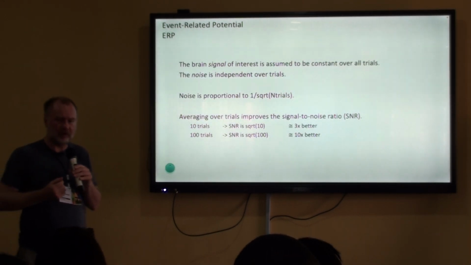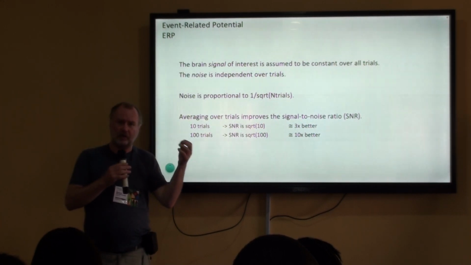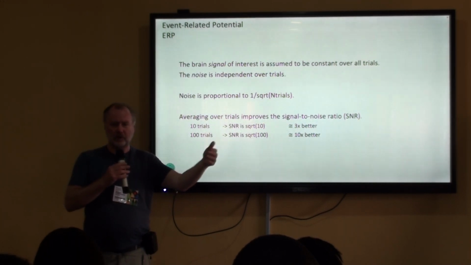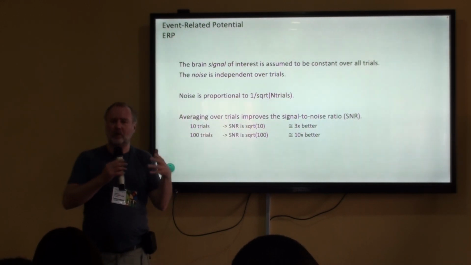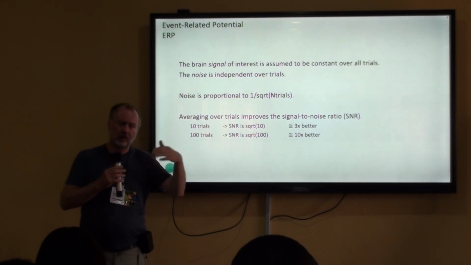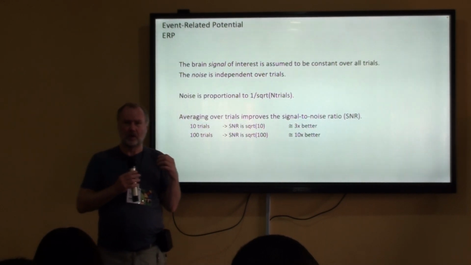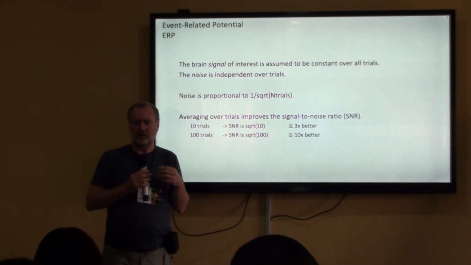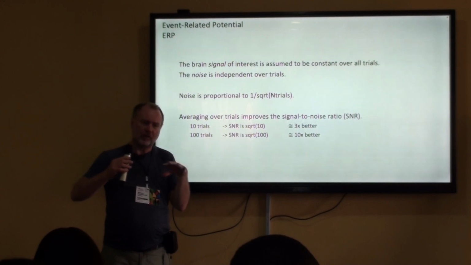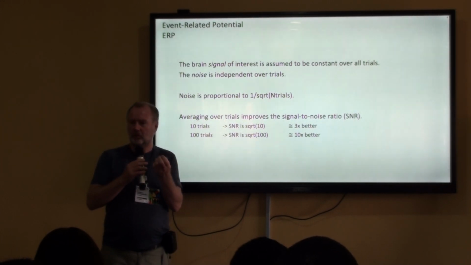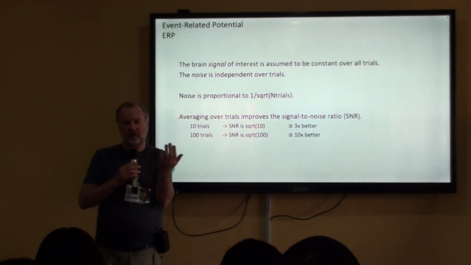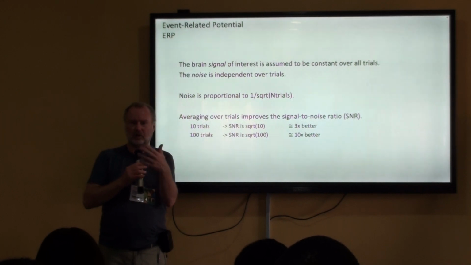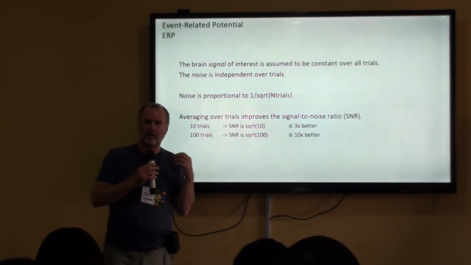So this is the principle of event-related potentials. The brain signal of interest is assumed to be constant over trials, give or take that there are different experimental conditions. But let's say that we have one experimental condition, one type of stimulus, then every time the brain activity is the same. And the noise is assumed to be independent over trials. So that's also why the trials are relatively far apart from each other, and that's why we often use a random inter-trial interval. The participant is not predicting the stimulus, doesn't really know where the stimulus happens. It's just slightly randomized, and that means that the noise is independent.